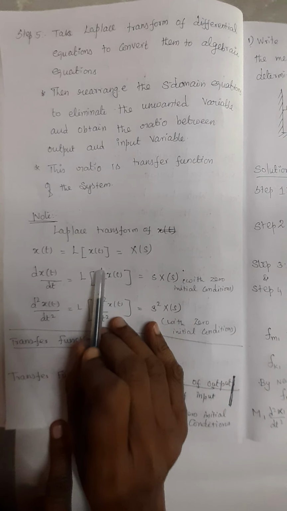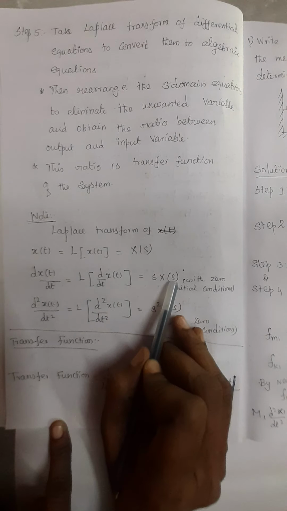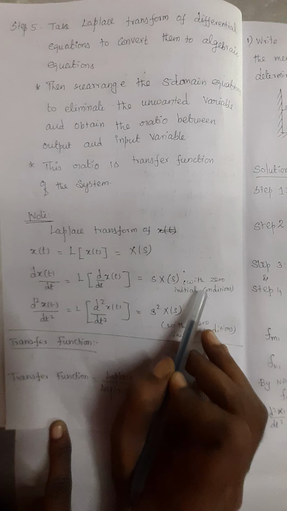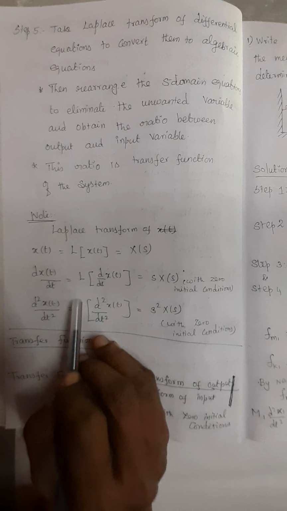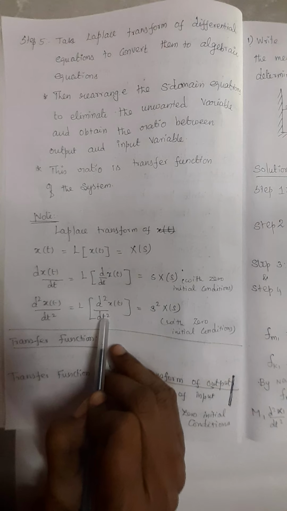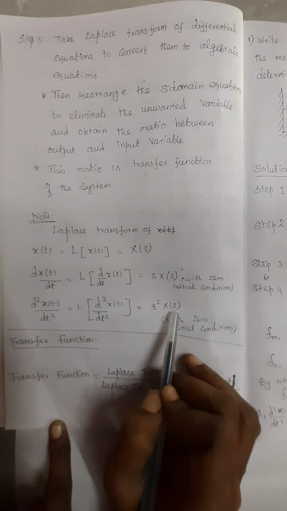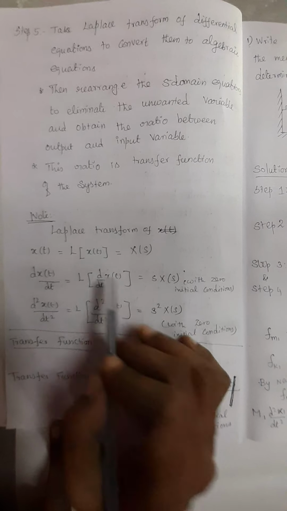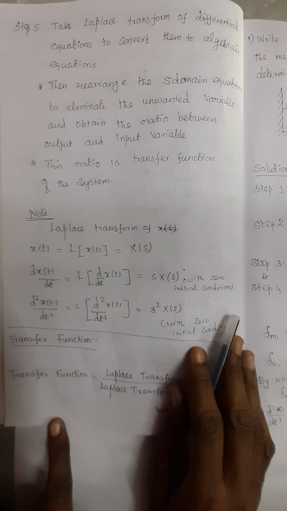See here, d by dt of x of t becomes s times capital X of s, with zero initial conditions. That's the most important point. You have to keep it in your mind. Then d square x of t by dt square, when taking the Laplace transform, becomes s square times X of s. So this is a simpler way. You have to remember how to take the Laplace transform. I hope you can understand the steps behind.